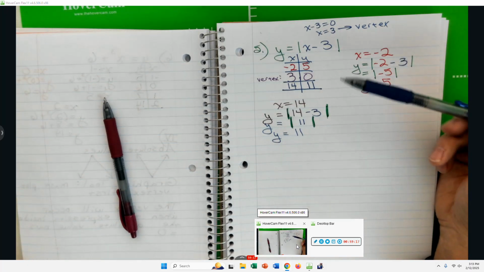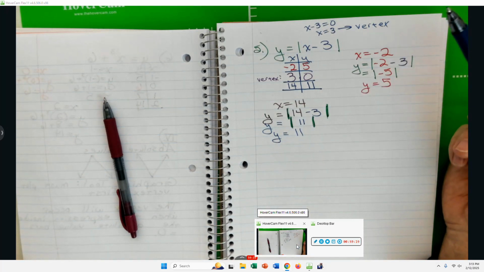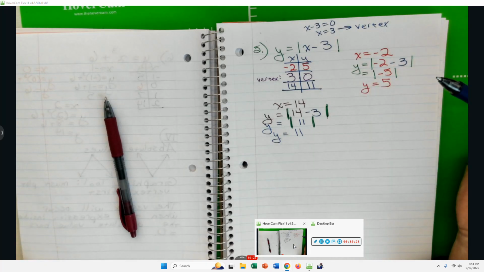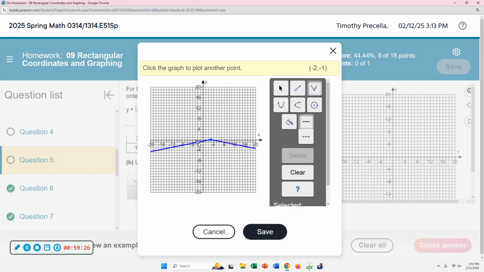Which one do you want to use? You'll get the same graph either way. I think let's go to -2, 5. Tony, plot -2, 5 for us. Click it. I'm at -2, 5.